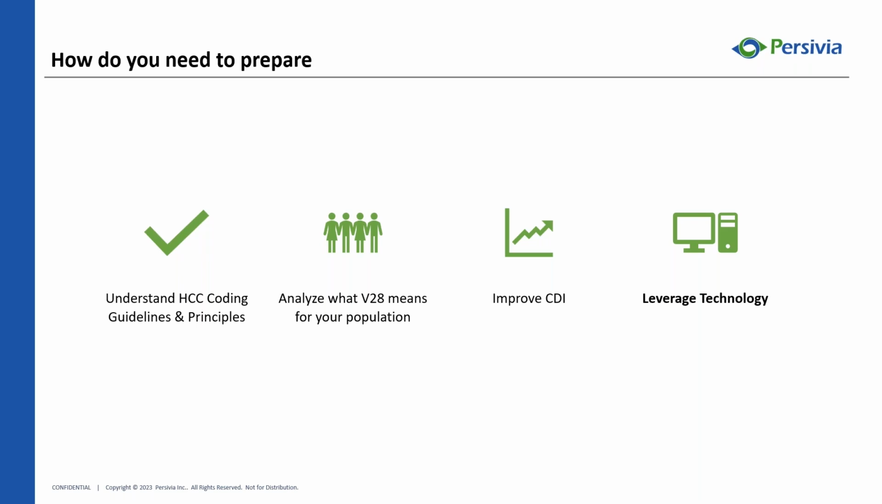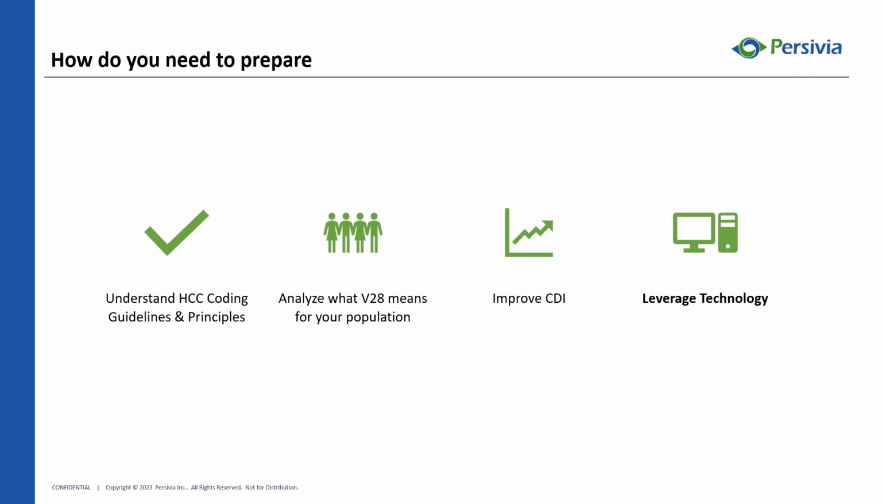And then leverage technology. Think about suspecting, think about your data feeds. Suspecting will change, right? It'll still be important to capture the things that we were capturing in V24 so that you can be ready for V28. So when that asymptomatic peripheral vascular disease patient becomes symptomatic, you're ready and you can make sure that you have the information available to address that.